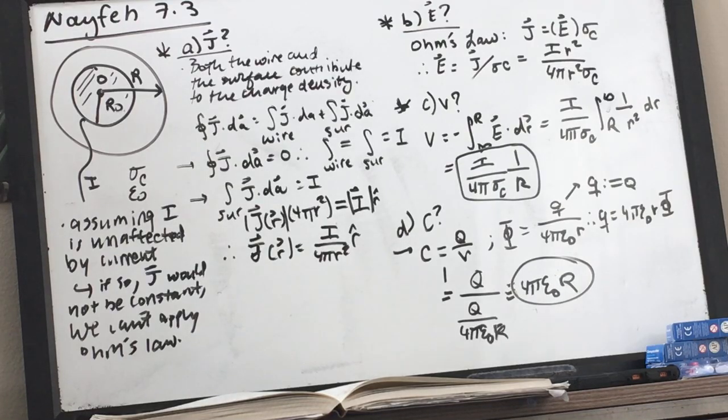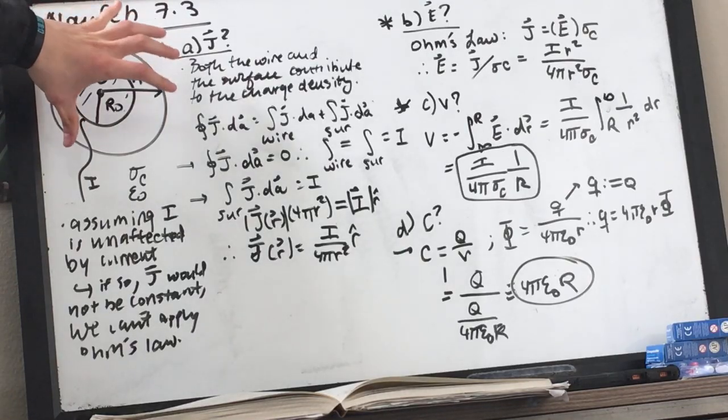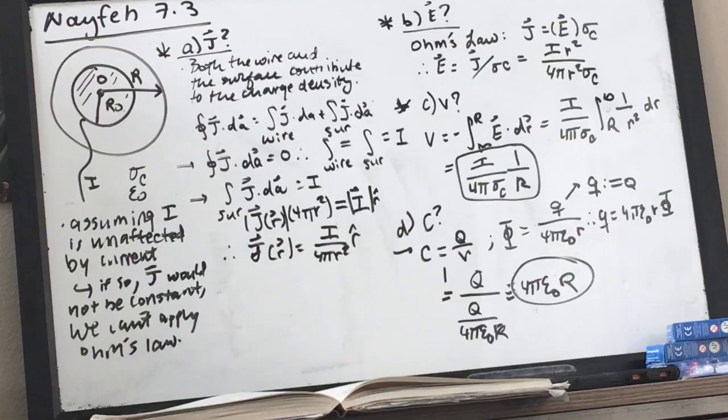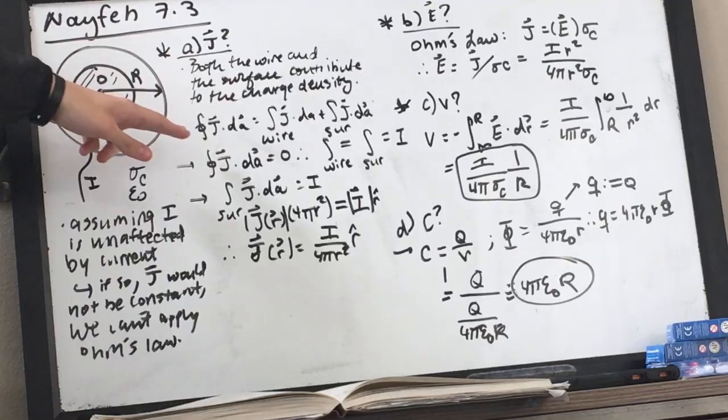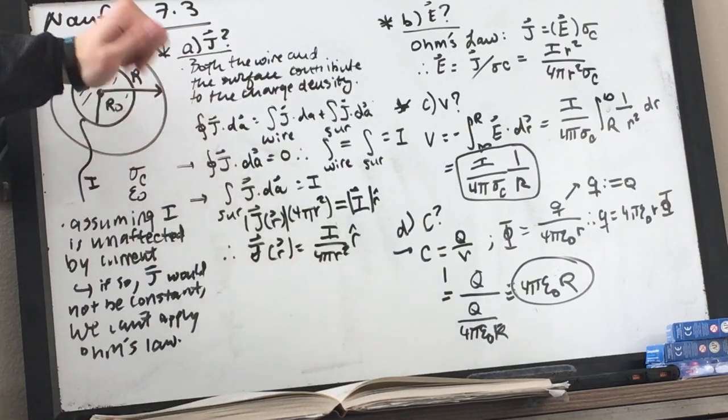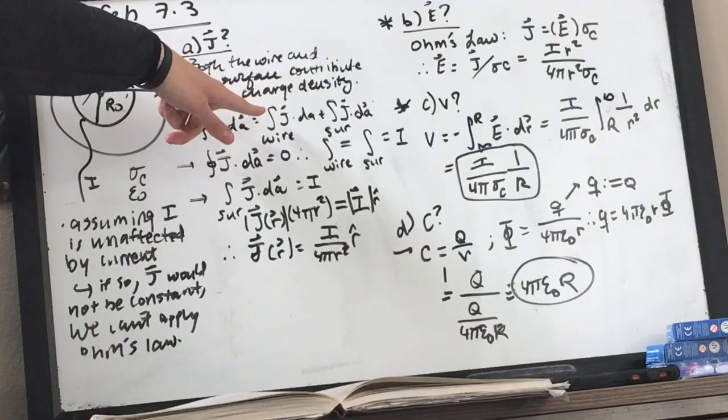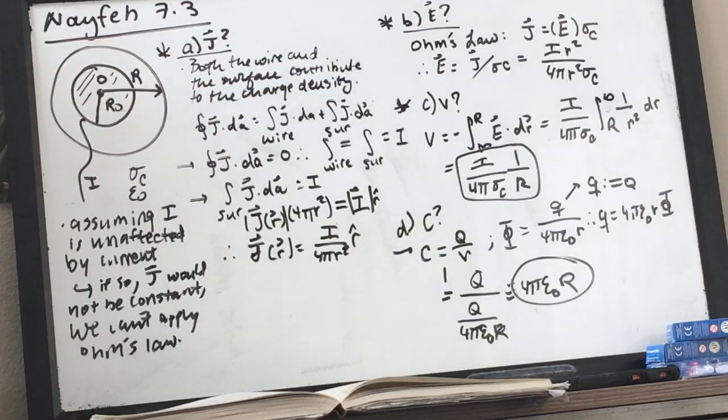So in the first case, when we're looking for our current density, we know that not only does the current, or the wire applying the current, supply an element of that charge density, but also our Gaussian surface per se that encloses our object of interest, right? So we write our surface integral, or closed path integral of j dot dA, into two pieces, one of them being the wire and one of them being the surface, right?